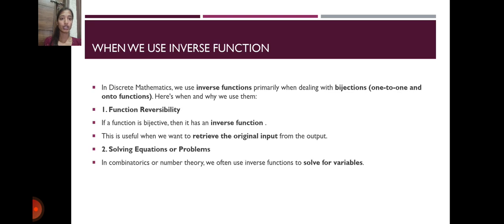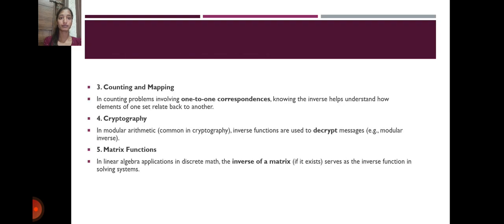bijections, one-to-one and onto functions. Here is why we use them. Function reversibility: if a function is bijective, then it has an inverse function. This is useful when we want to retrieve the original input from the output, or when solving equations or problems. In combinatorics or number theory, we often use inverse functions to solve for variables.